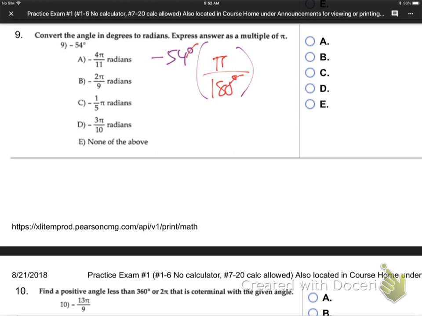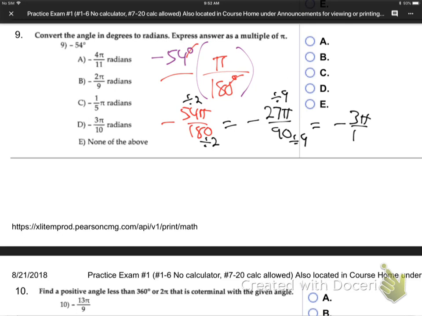So then just use your calculator. This becomes negative 54 pi over 180, and then divide top and bottom by, like, 2. So negative 27 pi over 90. Now that reduces again. What else goes into those two? 9, yeah, divide them both by 9. And you get minus 3 pi over 10. Yep, there it is, D.